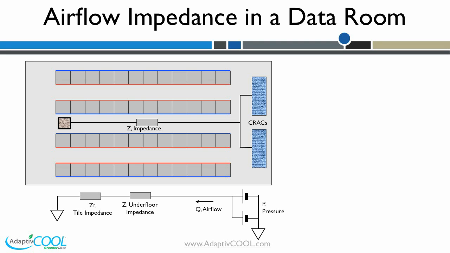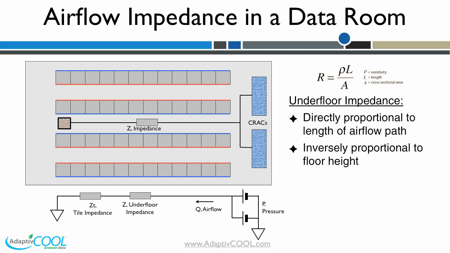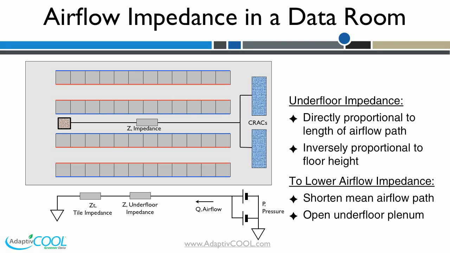The resistance of a wire is represented as resistivity of the material times the length of the wire divided by its cross-sectional area. A similar model can be used to represent airflow impedance. The impedance is directly proportional to the length of the airflow path and is inversely proportional to the cross-sectional area of the flow path, which is primarily determined by the underfloor depth. From here, it is clear that the way to minimize underfloor impedance is by minimizing average length of flow path and maximizing underfloor space.